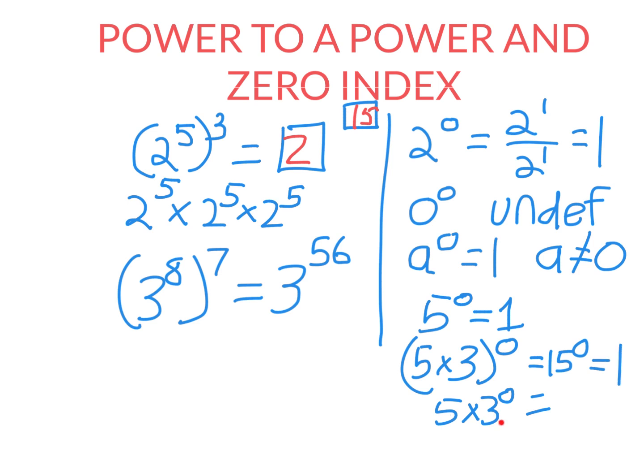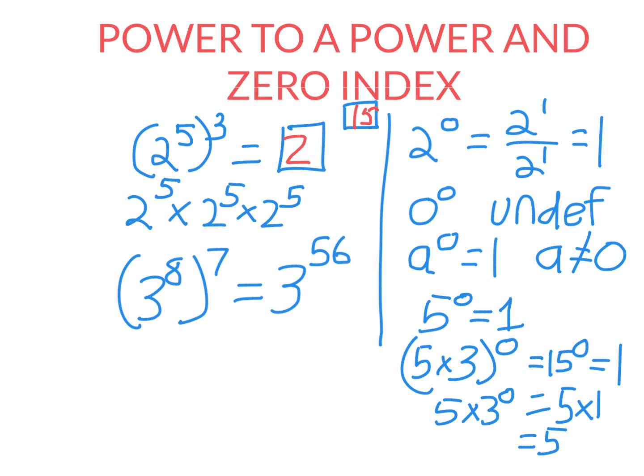This, on the other hand, because of BIDMAS, we need to do I, index, raising to a power before the multiplication. We do this one first. 3 to the power of 0 is 1. So this is just equal to 5 times 1, which is 5. So make sure you understand the order of operations.